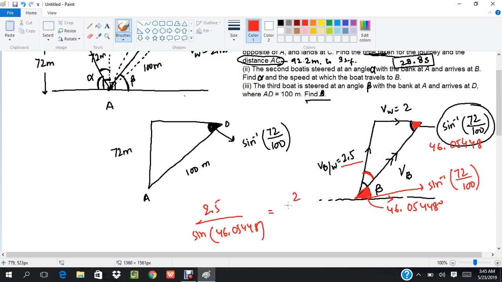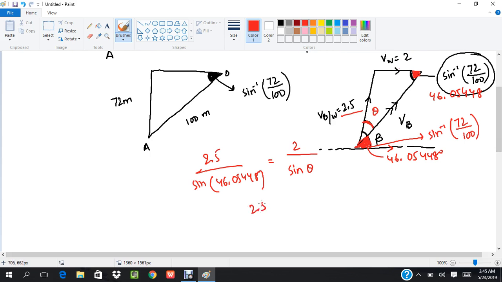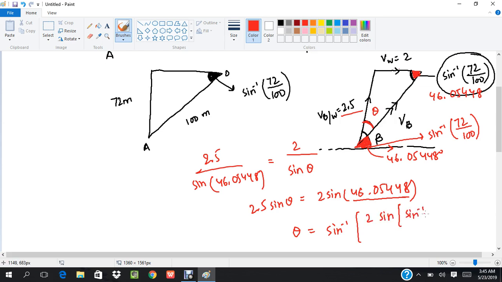2 upon, let's call this angle theta, sine theta. Fine. So 2.5 sine theta is equal to 2 sine 46.05448. Now try to enter the exact value of this angle in your calculator so that you can get exact answers. So theta would come out to be sine inverse of 2 sine, let's enter the exact value here, upon 2.5.